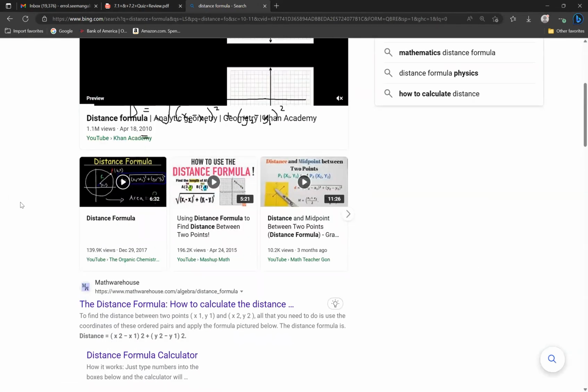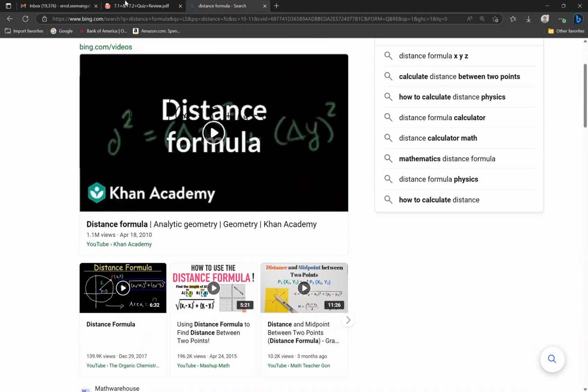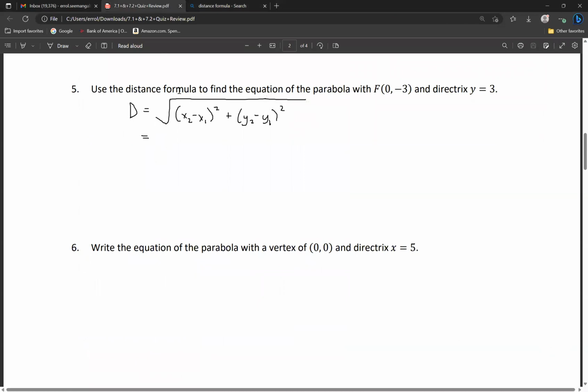Yes, that's right. The difference of the terms squared, and you're adding them. Yeah, okay. All right, so that's the distance formula. That's just the distance between 2 points, any 2 points. All right, so now let's see what we got.